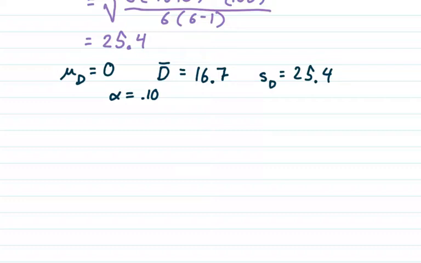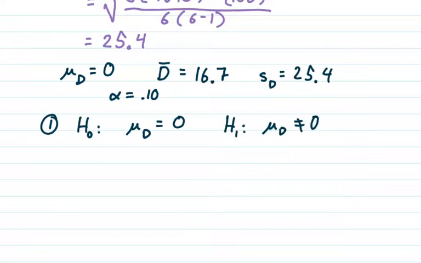Now we're going to go through the steps for the hypothesis test. Step 1, stating the hypotheses. The null hypothesis, mu subscript d is equal to 0. The alternative hypothesis, mu subscript d is not equal to 0. So that is our claim. And notice we're going to be using a two-tailed test here. They just ask us, can it be concluded that the cholesterol changed, right?